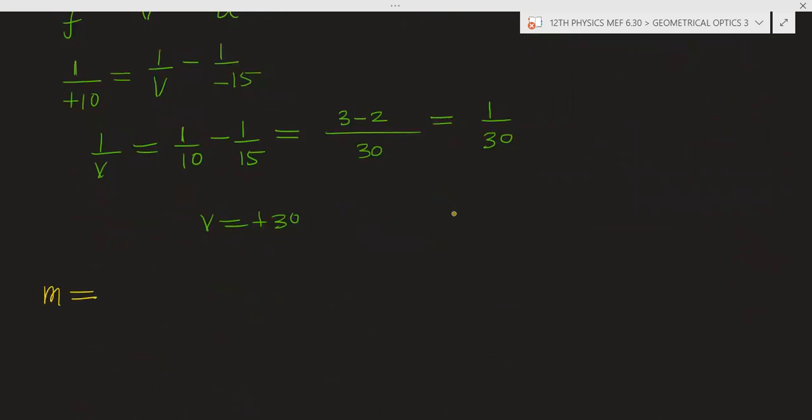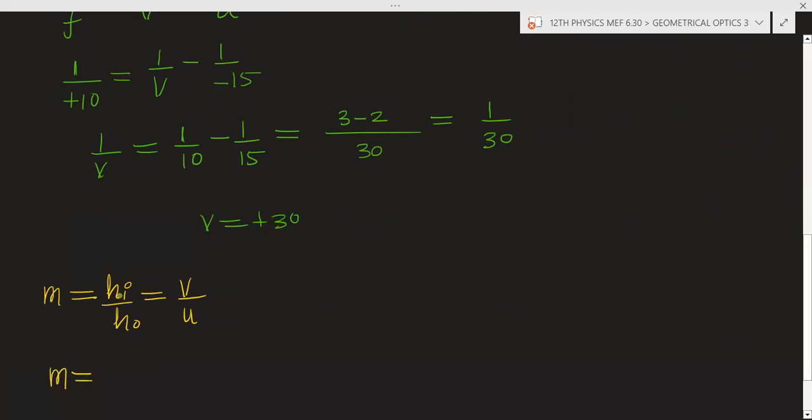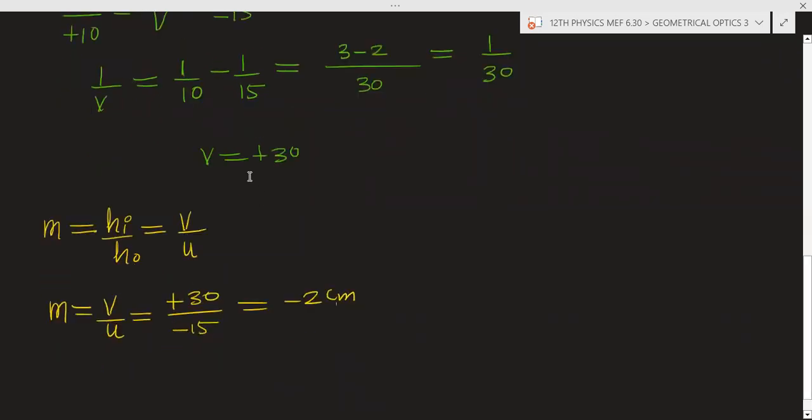Magnification formula: height of image divided by height of object is equal to V by U. Right now we have U, but we do not have height of the image. So first we will find the magnification from V by U. V is plus 30 centimeter, and U is minus 15. So it will be minus 2. So magnification is coming minus 2.